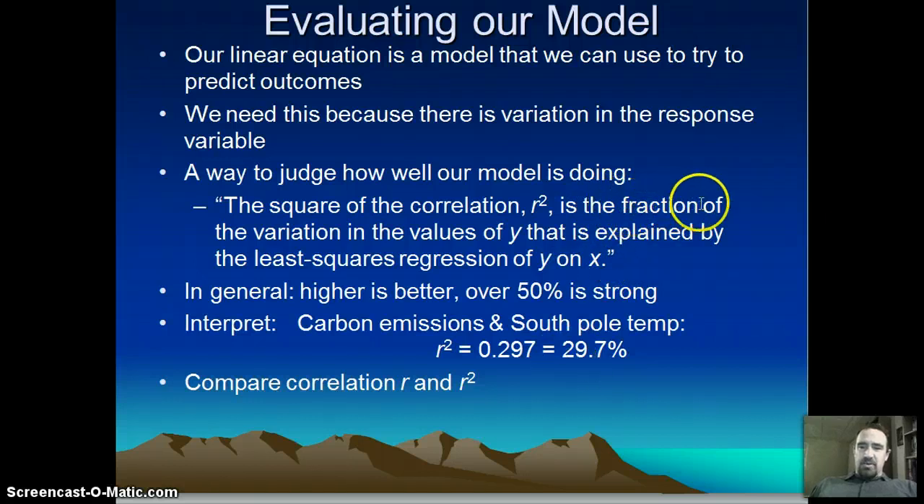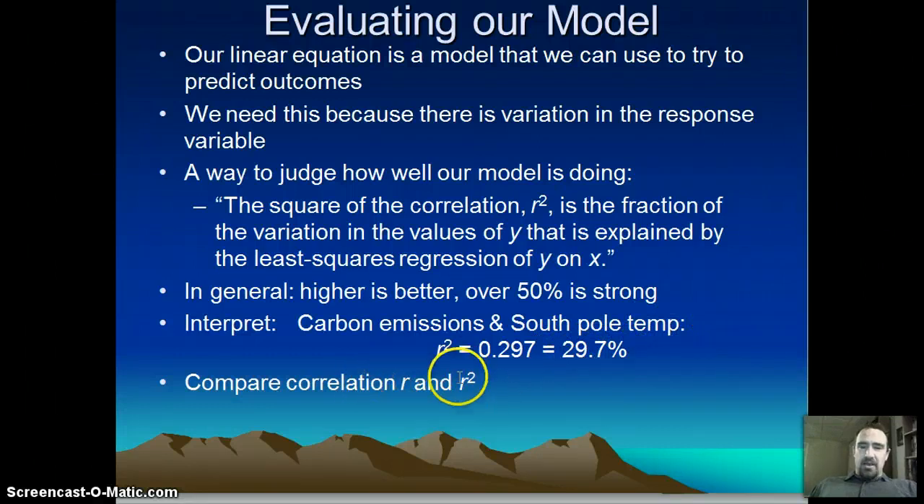It's telling us the percent of variation in the values of y, the South Pole temperatures, that's explained by our linear model based on carbon emissions. So if I have carbon emissions and this model that I've created, I can explain about a third of the changes I'm seeing in South Pole temperatures. And that's actually a pretty good chunk. I mean, there's a lot of stuff going into why temperatures are what they are. If I can explain 30% of what that is, that's not too bad.